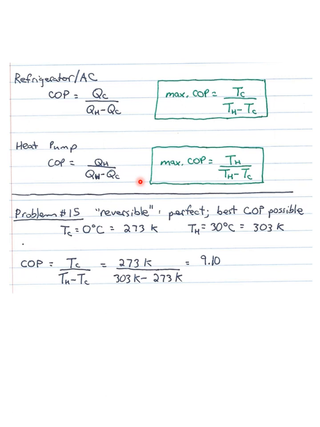We need the temperatures in Kelvin, so that cold temperature, it says in the problem 0 degrees Celsius, we'll say 273 Kelvin. The hot temperature, so the kitchen is 30 degrees Celsius. We'll make that 303 Kelvin. So the best possible coefficient of performance is T sub C over T sub H minus T sub C. Plug those values in, we get 9.10.